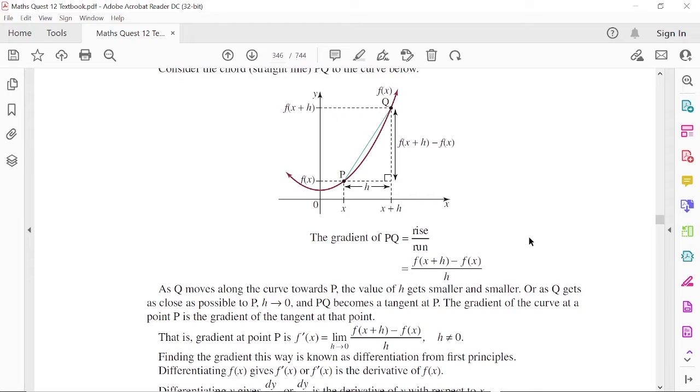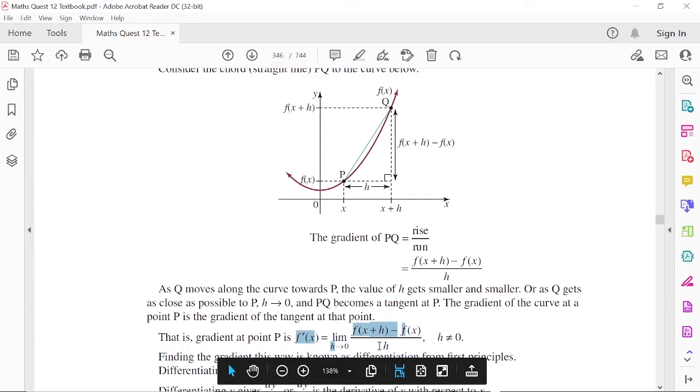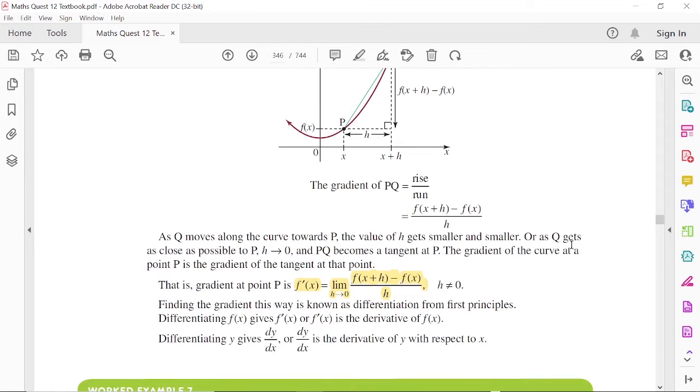Okay, and so that's where this is here. I don't know if it's going to highlight nicely or not. But f dash of x, the gradient at point P, will be the limit as h approaches 0 of our rise over run, f of x plus h minus f of x over h. And that's what we call differentiating from first principles. We know it is the long way to do it. It's much easier just to use our rule, which we'll come across, but we still need to know how to go about doing that.